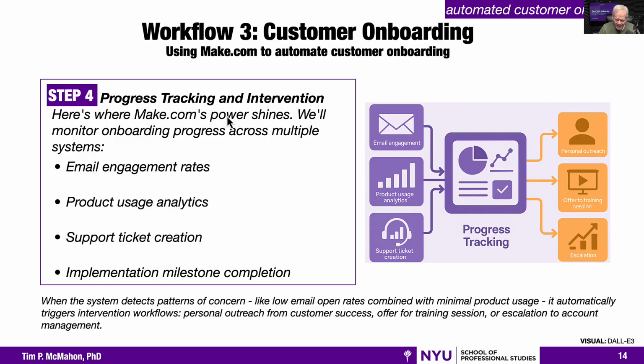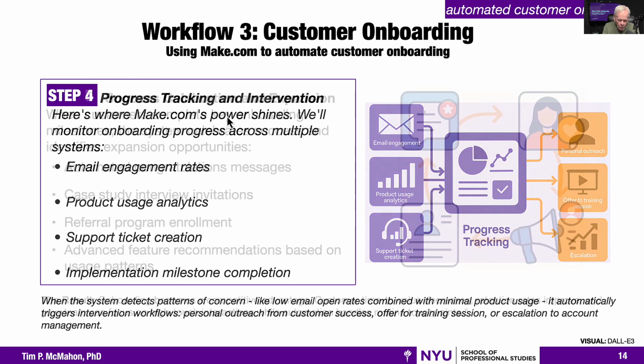So that at the end of the day, when the system detects patterns of concern, for example, low email open rates combined with minimal product usage, we know there's a connection there. It automatically triggers intervention workflows. It gives us an opportunity to jump in and take action. Personal outreach from customer success, or offering a training session, or escalation to account management. This is what automation can do for you.